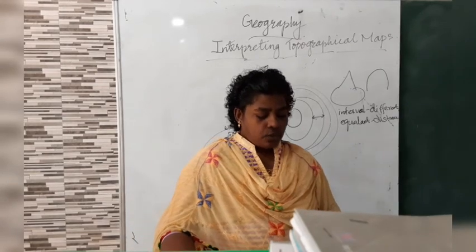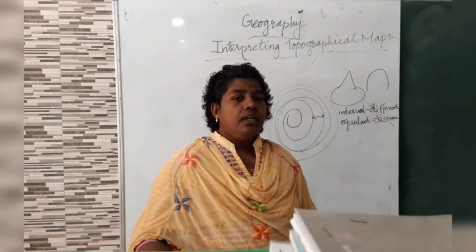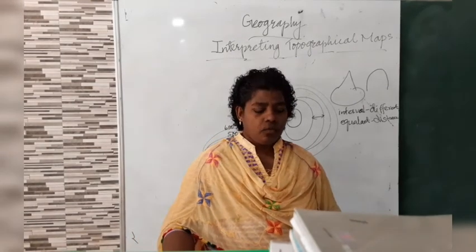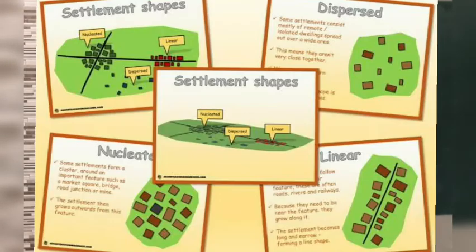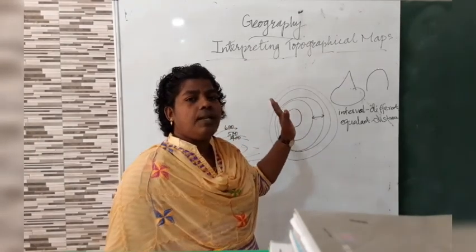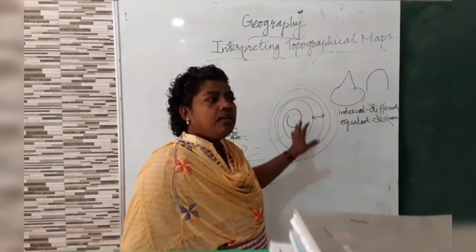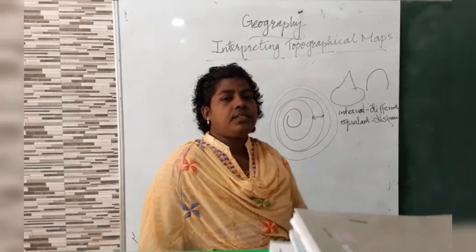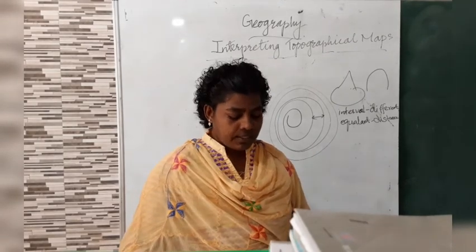Picture study. First question. Identify the type of settlement shown in the picture. It is nucleated settlement. You have learned that nucleated settlement is the clustered settlement, where the houses are clustered together. There will be a number of houses and their own school, hospital, police station and all the basic facilities in the place itself where the settlement is found. That is called nucleated settlement or clustered settlement.